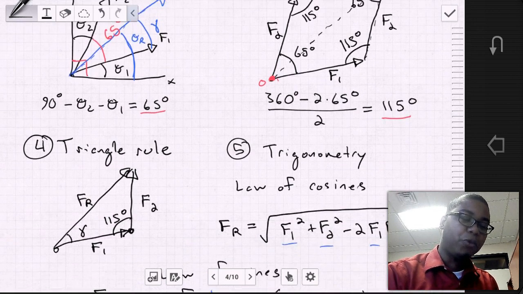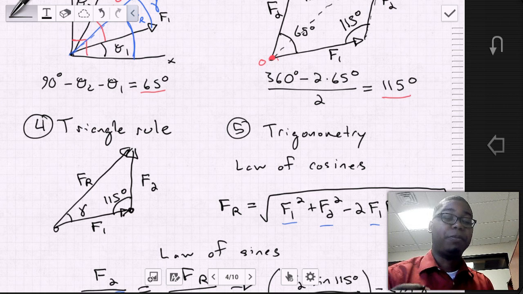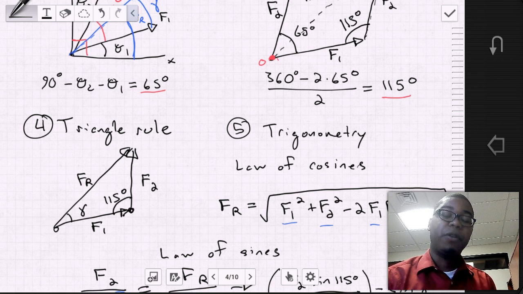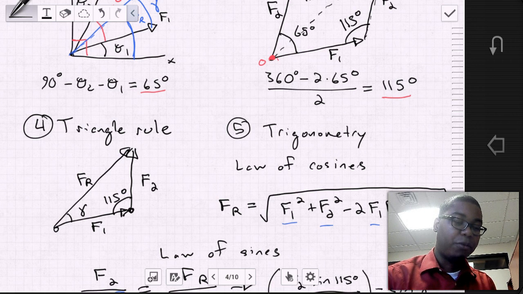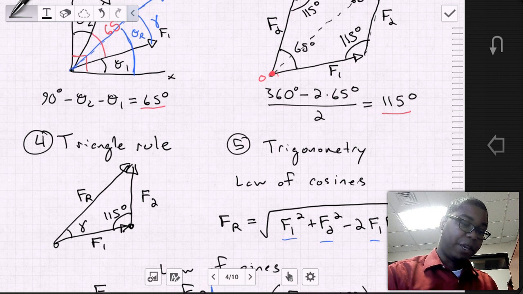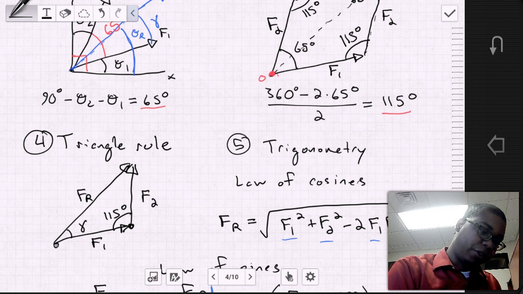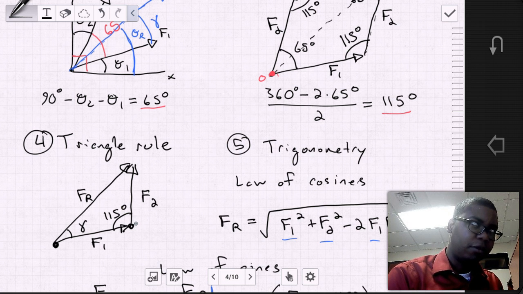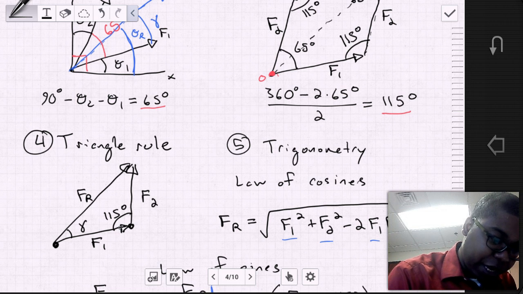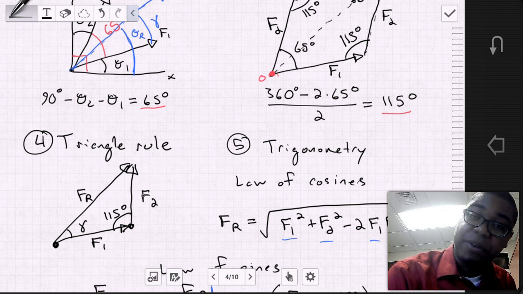So remember, the triangle rule uses the heads-to-tails approach, where you take one of the force vectors and go head to tail with the other force vector. In the triangle rule I use here, I start with F1, and the head of F1 meets the tail of F2. The arrow for F1 meets with the start point for F2.